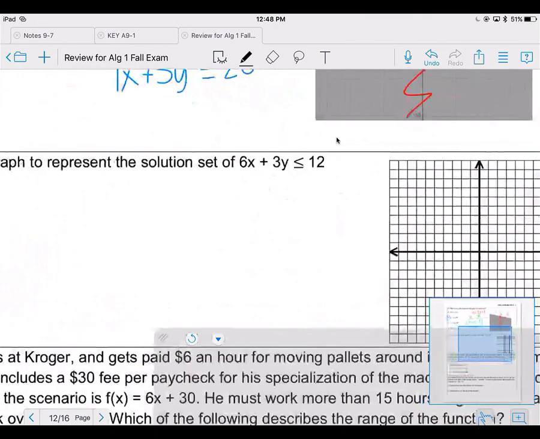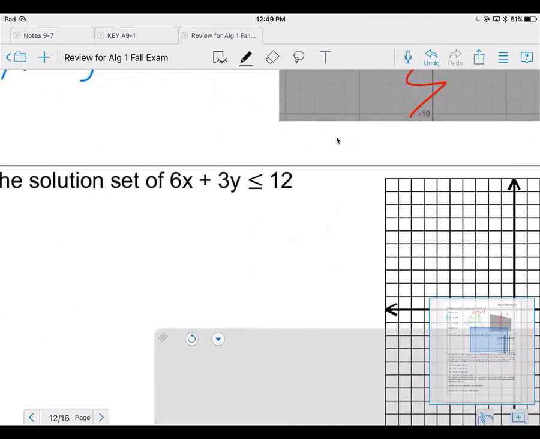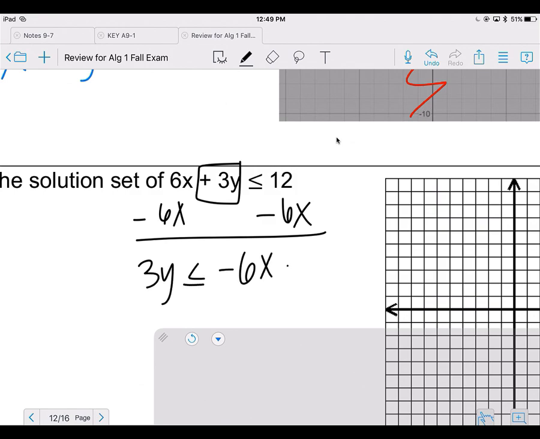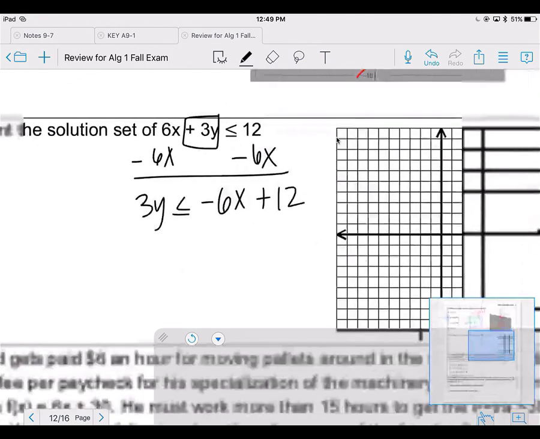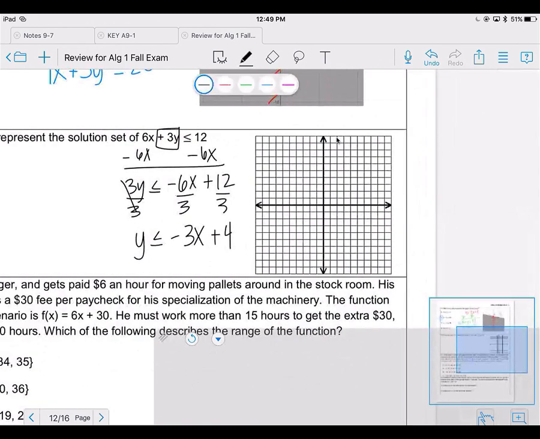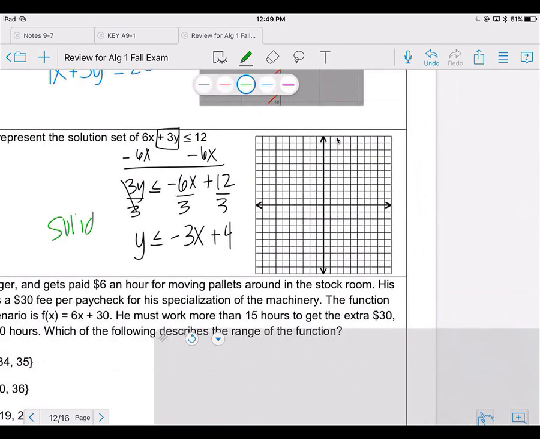62 asked me to draw a graph to represent this solution set. It is an inequality, so I have to be careful. I move 6x to the other side, so 3y is less than or equal to negative 6x plus 12. Divide everything by 3, so y is less than or equal to negative 2x plus 4. This line will be solid, and y is less than 4. Less than means lower than.